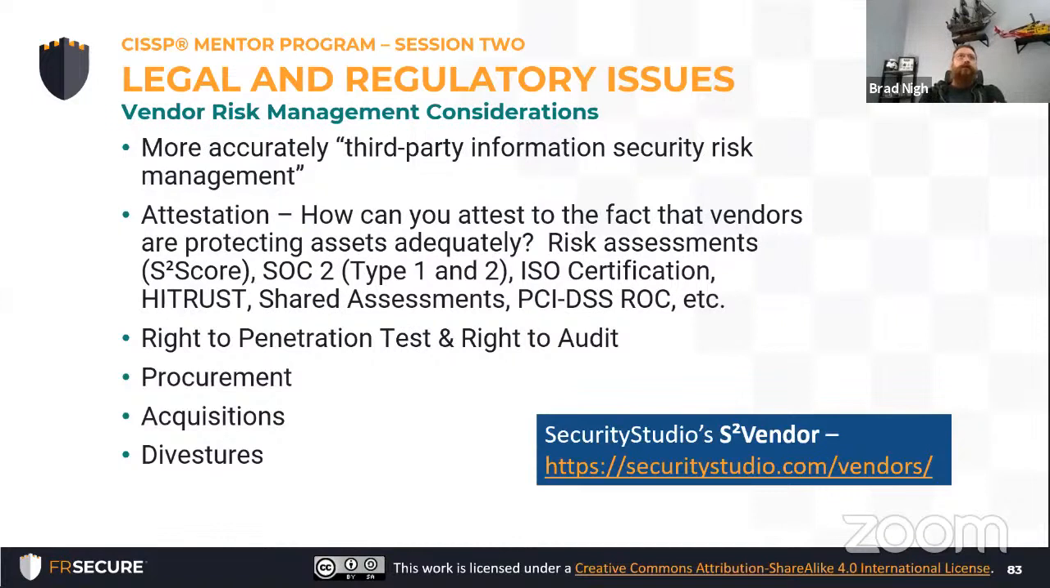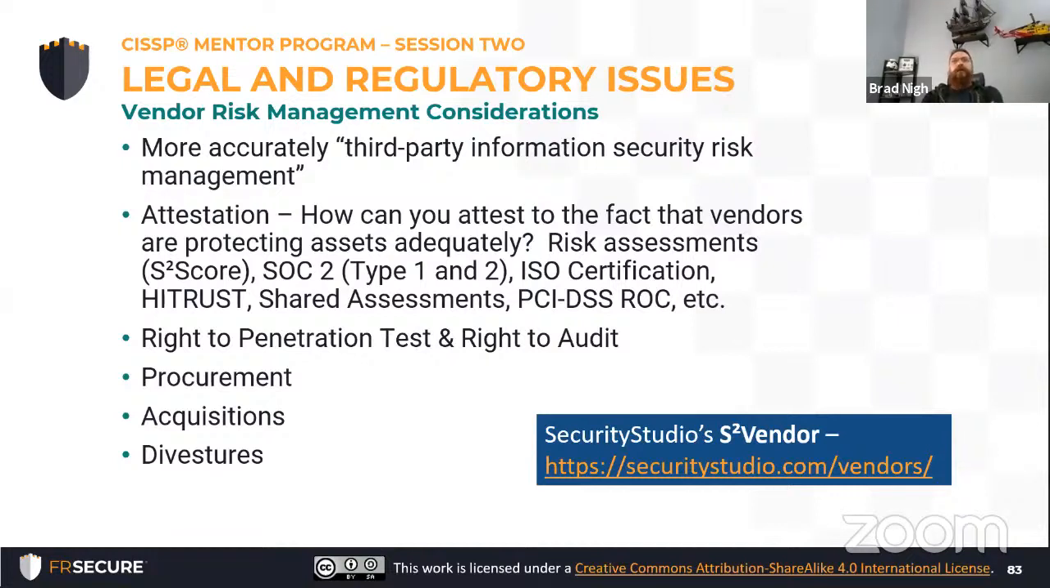So how do you attest to the fact that your vendors are protecting your assets adequately? Well, this could be you send them a risk assessment questionnaire, that's ours. If they have a SOC 2, type 1 is point in time, you have the controls in place. Type 2 is you've been doing those things for a set period of time, typically 6 or 12 months. ISO certification, very similar, very rigid. You have to get audited. It just shows that you had a third party come in and validate that you have controls in place. Now, HITRUST is another one. You've got shared assessments, PCI DSS, all those different things.